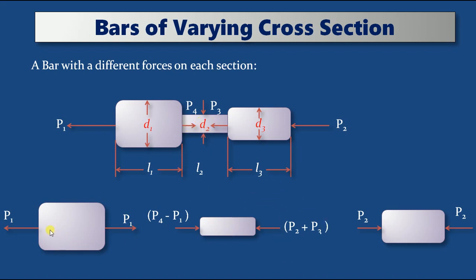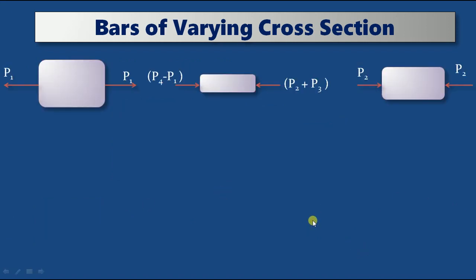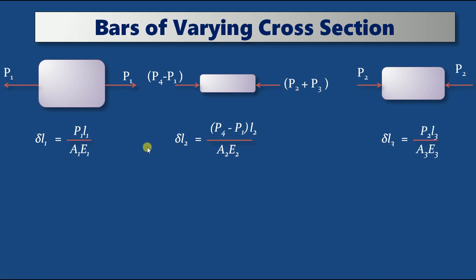Okay, so now we can write individually the extension in part 1, part 2 and part 3. Delta 1 is equal to PL by AE, so in terms of PL by AE we can write it as P1 L1 by A1 E1. That is the extension in the first part. Next, in the second part, we can consider either this force or this force, because these two are going to be the same. So delta 2 is P4 minus P1 into L2 divided by A2 E2. Next, delta L3 is equal to P2 L3 by A3 E3. By taking the sum of all these three values, we will get the required extension in the entire varying cross-sectional bar. So this is the procedure we can follow to find the extension in the entire varying cross-sectional area bar.